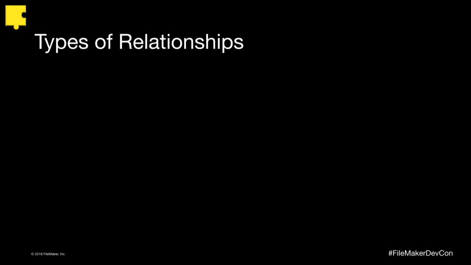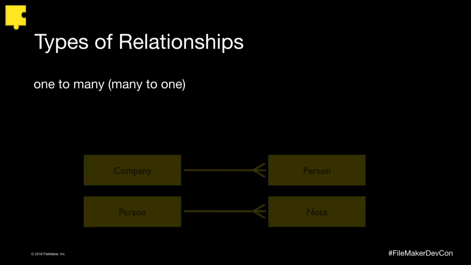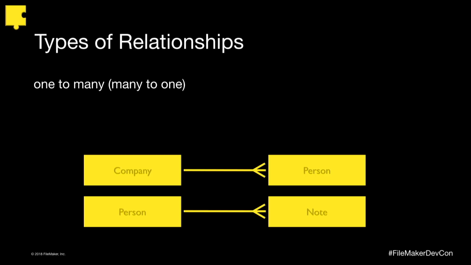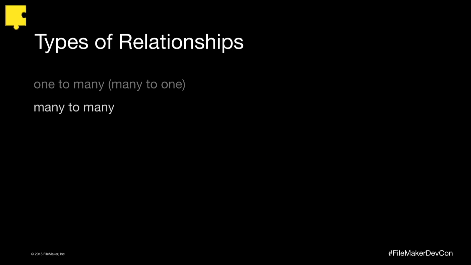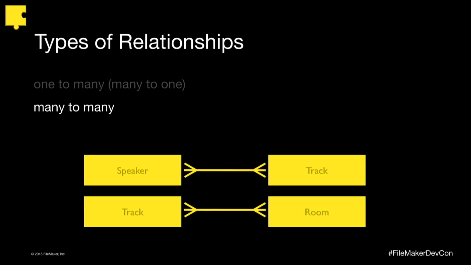So there are certain types of relationships. There are 3 types of relationships, the combinations of these. There's one-to-many relationships, or many-to-one, depending on which way you look at it. So a company can have many people and a person can be linked to a single company. A person can have many notes, a note links back to a single person. A simple one-to-many relationship. There are many-to-many relationships, so things like a speaker can speak on many tracks, and a track obviously has many speakers.